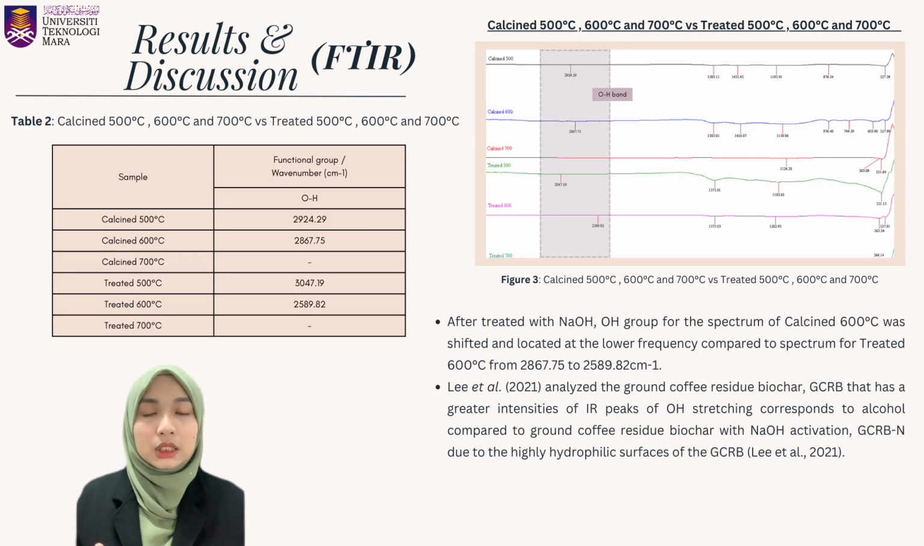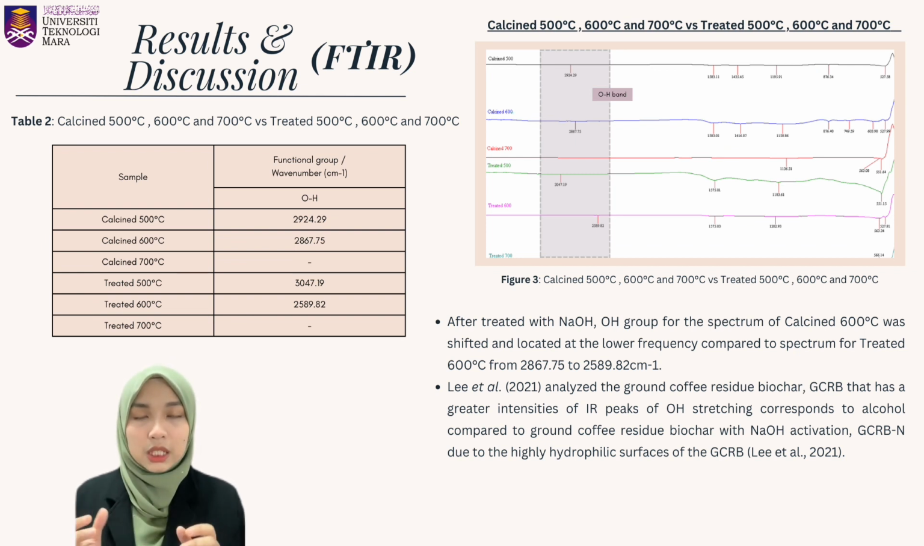After that, this is the spectrum for calcined 500, 600 and 700 degrees Celsius and treated 500, 600 and 700 degrees Celsius. These results determine the functional groups involved after treatment with sodium hydroxide. The OH group for the spectrum of calcined 600 degrees Celsius was located at a lower frequency for treated 600 degrees Celsius, shifting from 2867.75 to 2589.82 cm-1.